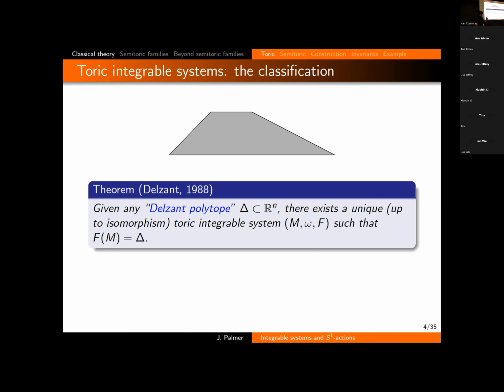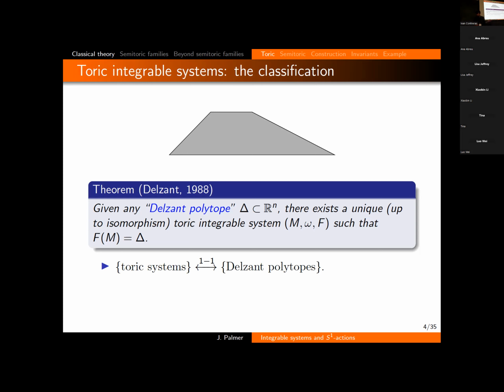Moreover, not only is the image a polytope, it's a special type of polytope called a Delzant polytope, which is easy to define, would take 2 minutes, but I won't. And even more than that, any such polytope can appear as an image. And even more than that, there's only one toric system up to isomorphism that goes to the polytope. So I've said this in kind of a weird way, but essentially what I'm saying is this: up to isomorphism, there's a bijection between toric integrable systems and Delzant polytopes.